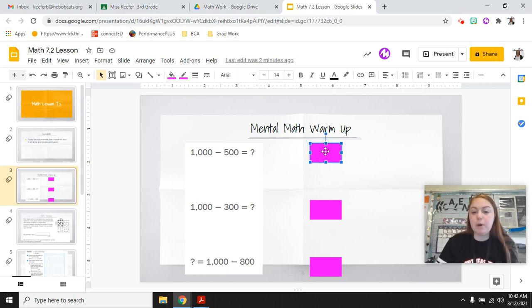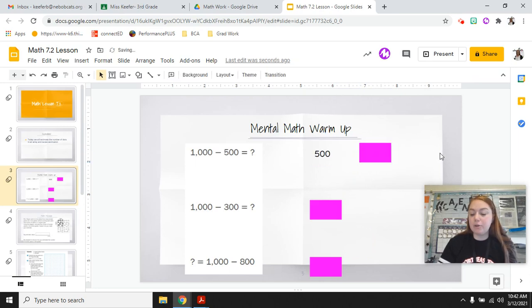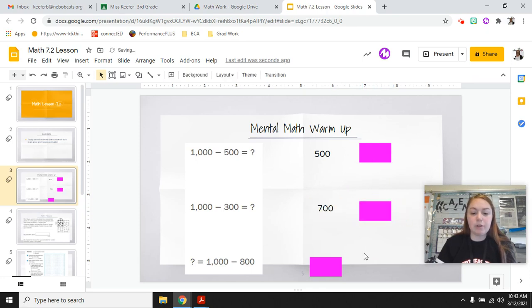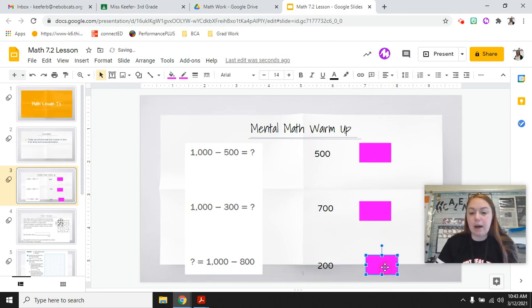So our first one, 1,000 minus 500, would be 500. And again, that's why I said like 10 minus 5. If you make those basic facts and then extend them to larger ones. 1,000 minus 300, think of that like 10 minus 3. That would give us 700. And then 1,000 minus 800, like 10 minus 8, that would give us 200.